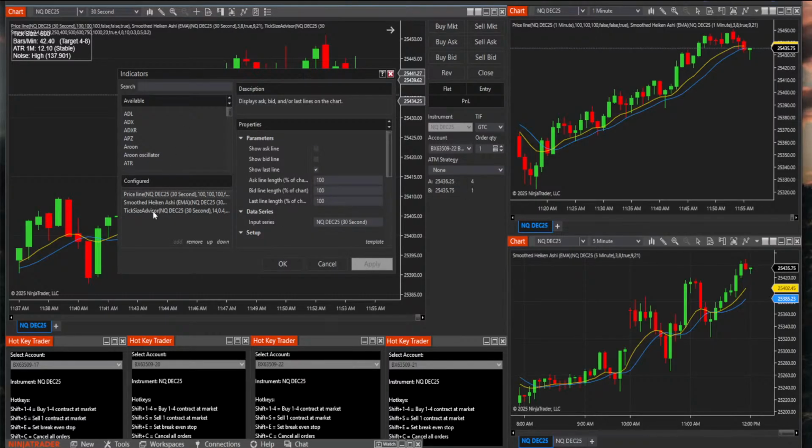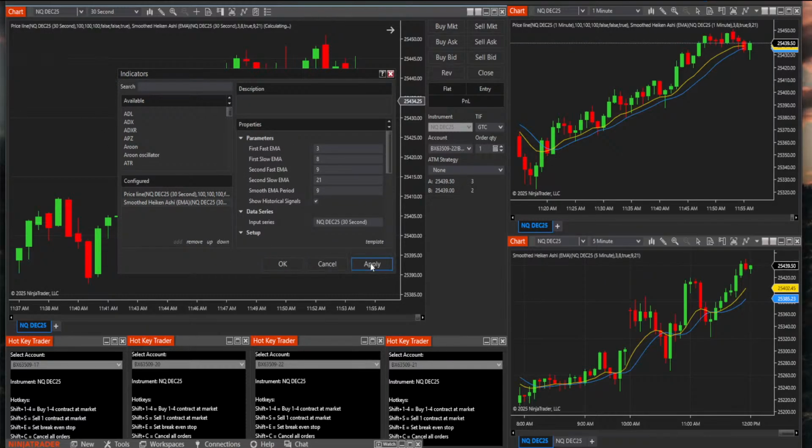Let me get rid of this. We're at an average true range of 12 on a 1 minute. That's pretty stable. The noise is 137. These are just numbers that I have here. Let me remove this. Okay.